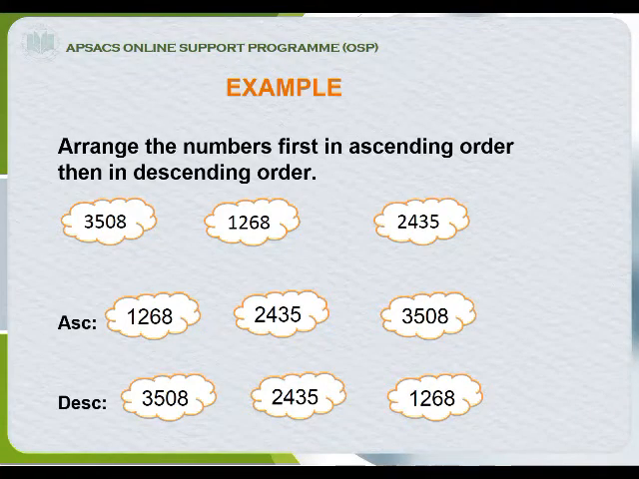Now I am going to convert the same numbers in descending order. So in the thousand place, the greatest digit is 3. So which number is greatest? 3508 comes first, then the smaller one is 2435. And which number is the smallest, students? 1268.